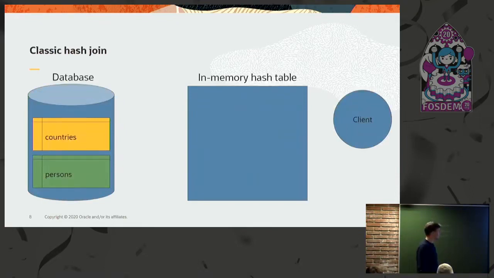So for these examples, we are going to join together two tables, which are countries and persons. We will join them on the column country ID, which simply describes which country a person lives in.